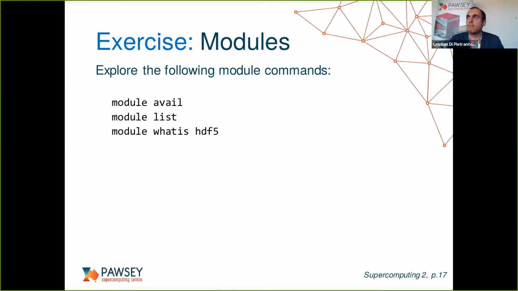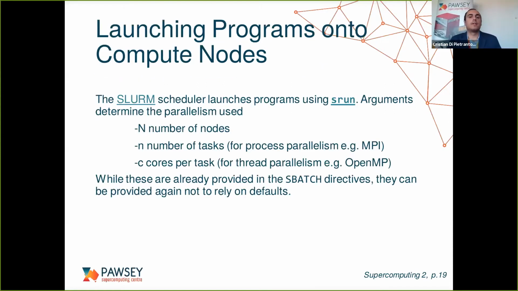Avail probably will show a lot of output because it will list all the modules that you can load, whereas list will only list the modules that are currently loaded. Whatis essentially shows a description of a module. You can find useful information about the software, for example, with which compilers it has been compiled, and a brief description.